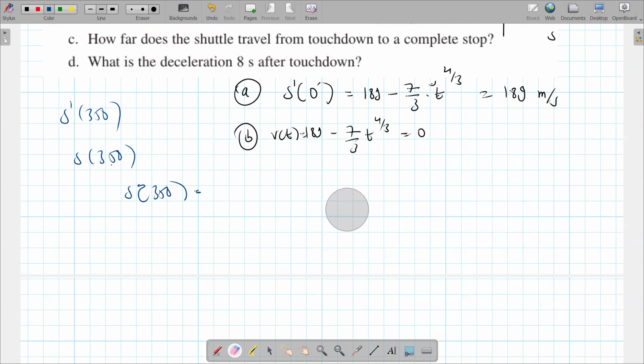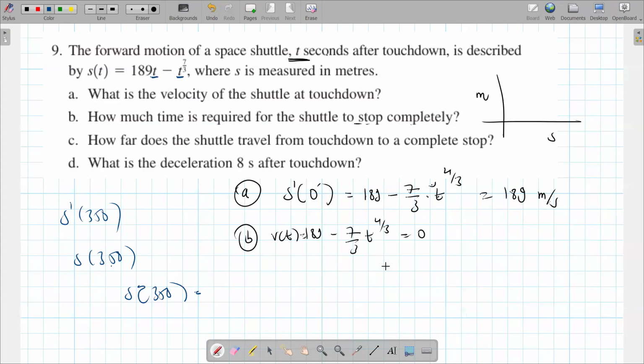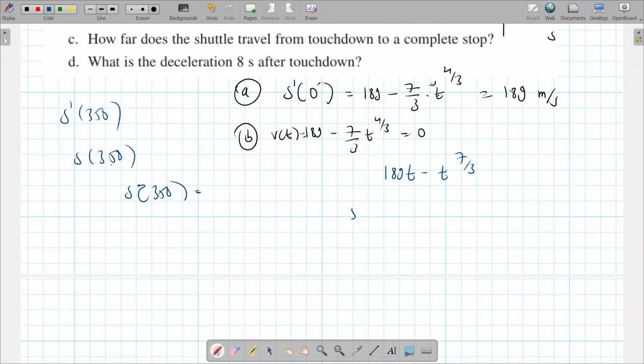What's 350 seconds in terms of minutes? Approximately how many minutes is that? It's 6 minutes. 60 seconds in a minute, so 360 seconds would be 6 minutes. So it's almost 6 minutes. The derivative of this is 189 minus 7 over 3 times t to the power 7 over 3 minus 1, which is 4 over 3, right? Yeah. So let me see what went wrong there, if anything.